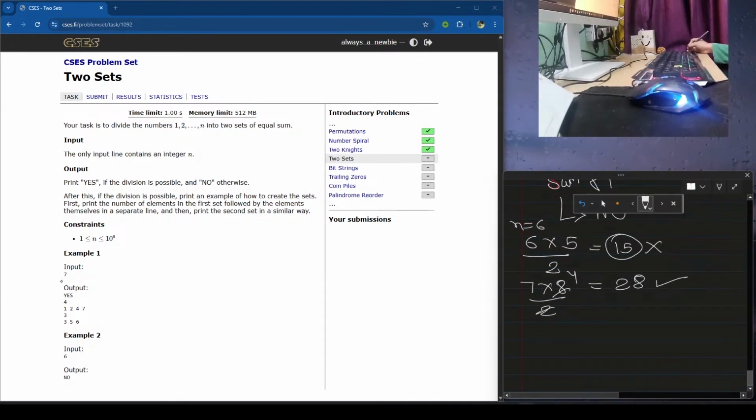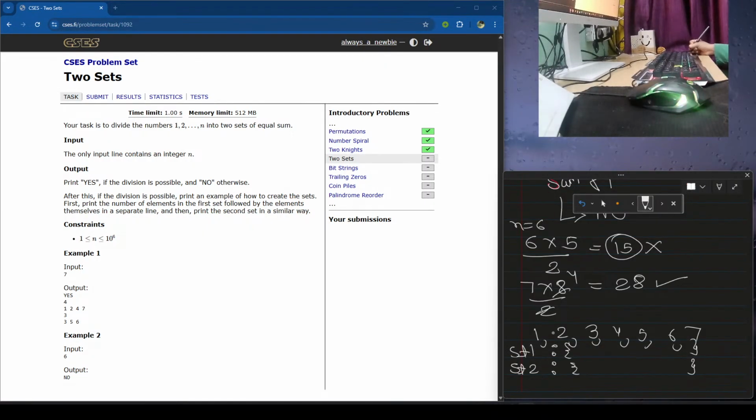Now I need to think on how to divide it. I have 1, 2, 3, 4, 5, 6, and 7. This is set 1 and this is set 2. So let me just think on how to divide the elements. Okay, so I will take here 1. I want sum by 2.